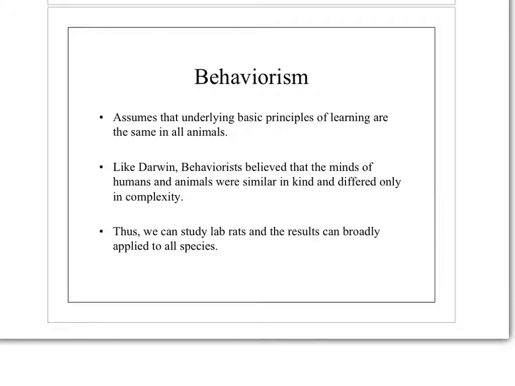Now, like Darwin, behaviorists believed that the minds of humans and animals were similar in kind and differed only in complexity, which is true to a certain extent. Obviously, rats and humans are both mammals, and we show a lot of the same cognitive processes as each other. Not entirely, obviously. We don't have rats reading Shakespeare or something like that. But of course, there are things that rats can do that we can't.